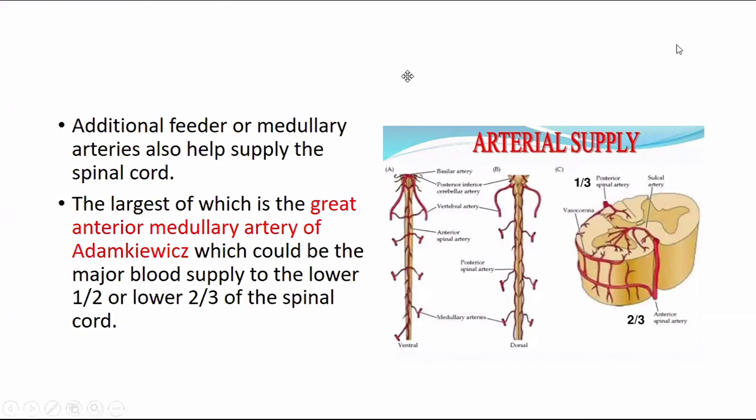So this is just a representation. This is the posterior spinal artery, smaller, supplying the posterior one-third of the spinal cord, and the anterior spinal artery, which supplies the anterior two-thirds of the spinal cord. Okay? So yun.